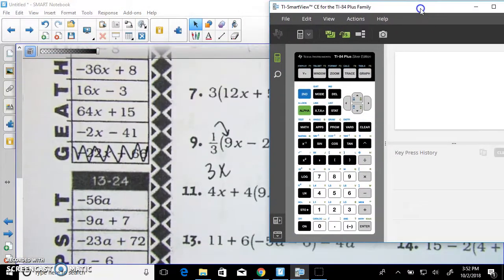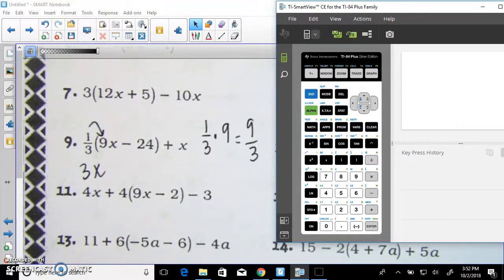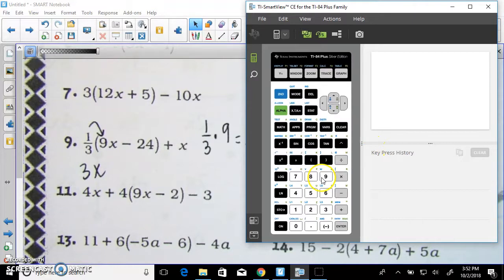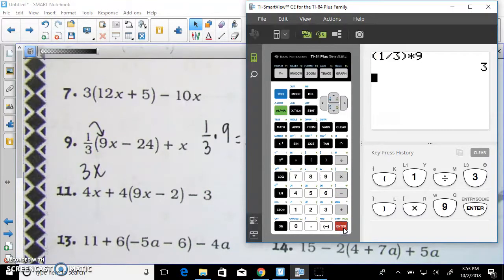So I'll show you what mine would look like. So this is my screen. I'm going to move this over. Okay, and let's say I want to have 1/3. Whenever I use a fraction, I like to keep it in parentheses. So that's how I would type 1/3. 1 divided by 3 in parentheses. It's 1/3 times 9x, so times 9. And that tells us it is 3.